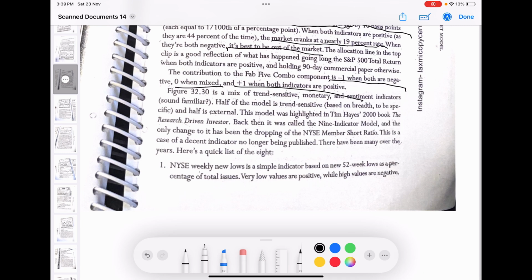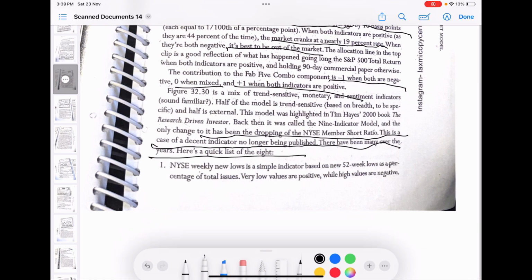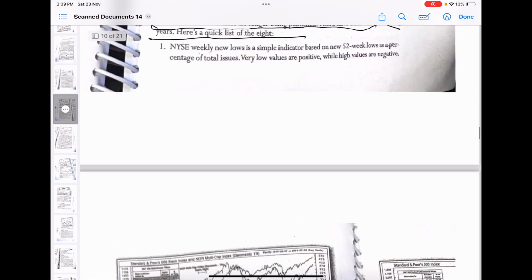Figure 32.30 is a mix of trend sensitive and external monetary and sentiment indicators. Half of the model is trend sensitive, you saw what breadth was, right? And half is external. The model was highlighted in Tim Hayes' 2000 book, The Research Driven Investor. Back then, it was called the 9 indicator model, and the only change to it has been the dropping of the NYSE member short ratio. This is a case of a decent indicator no longer being published. There have been many over the years. Here is a quick list of 8.